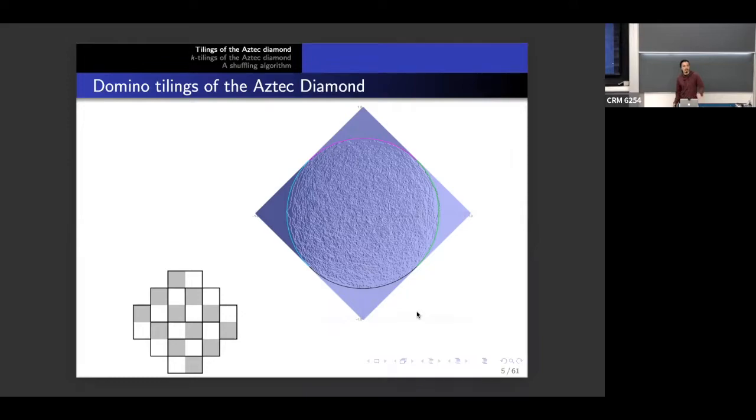And it's known that as you take the rank to infinity, this boundary becomes a deterministic curve. And in this case, it's just a circle. As you can see already here, it looks pretty much like a circle. So we'll see similar but more complicated limit shape behavior for the K-tiling.